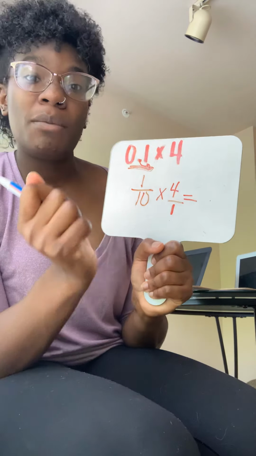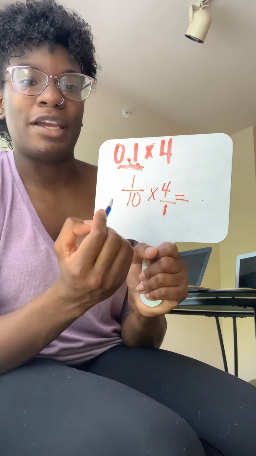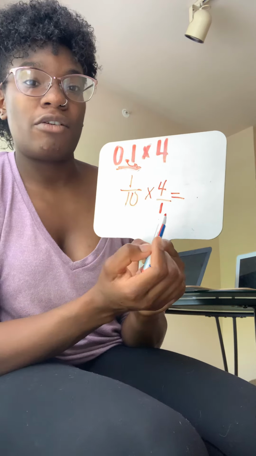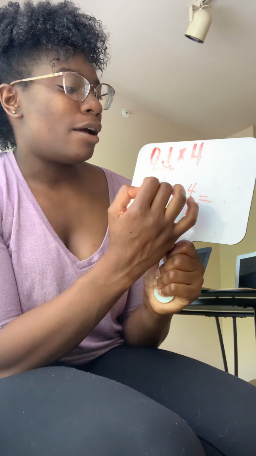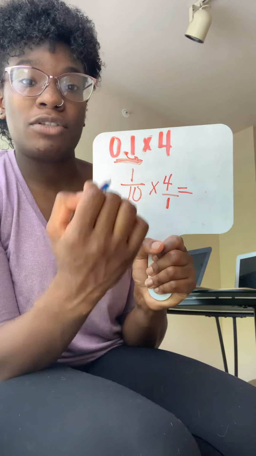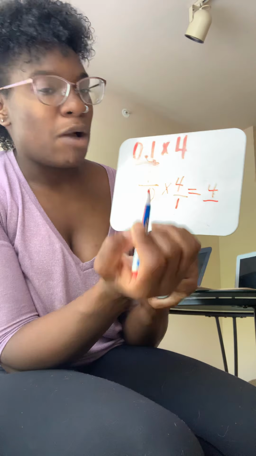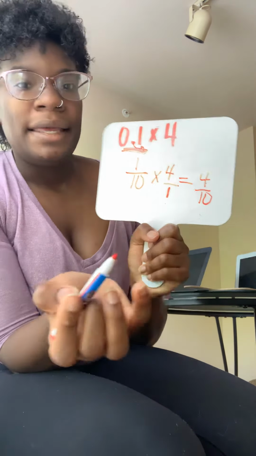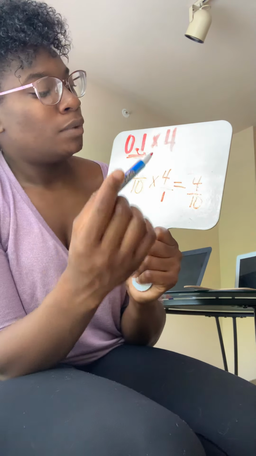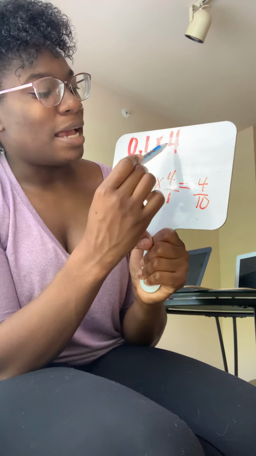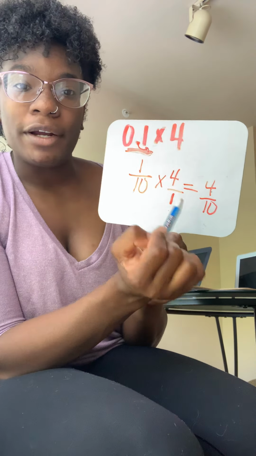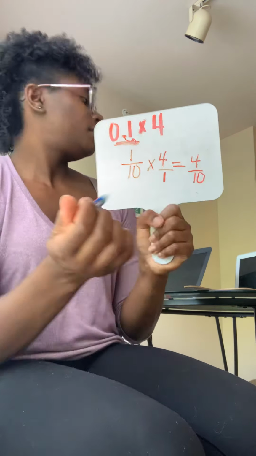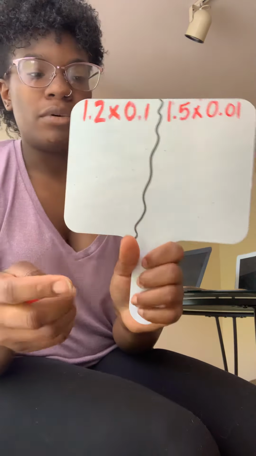So now when we're multiplying, we multiply straight across in the numerator and straight across in the denominator. So if we're working with the numerator, we know those numbers are 1 and 4. So 1 times 4 is equal to 4. And now we're working in the denominator. 10 times 1 is equal to 10. So we know that 1/10 times 4 is equal to 4/10. Awesome. We're going to go ahead and do 2 more examples.